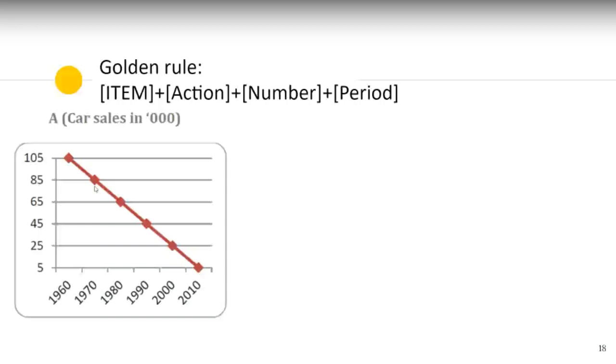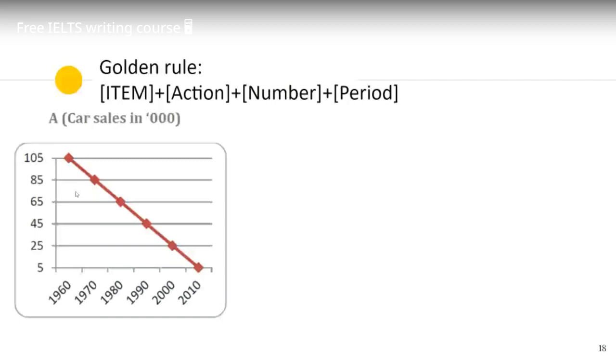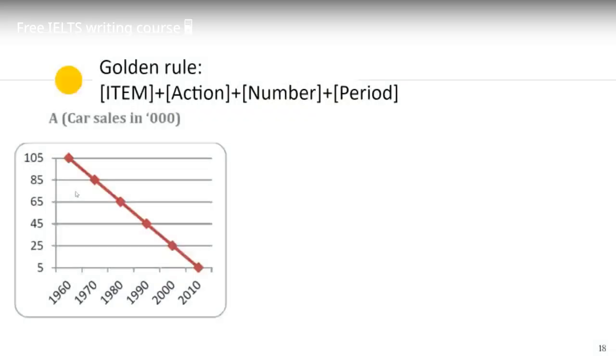The number of cars sold decreased dramatically from 105 to 5 between 1965 and 2010. Very well. That's a good one. That's correct. Now you guys can try some other ways of doing it. I think this one is the first example. Oh yeah, Abdurrahman: There was a big decrease in the number of car sales from 105 to 5 over the given span. Okay, good one.